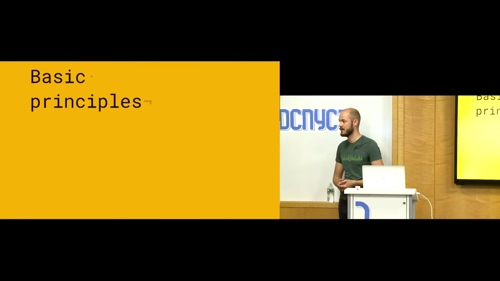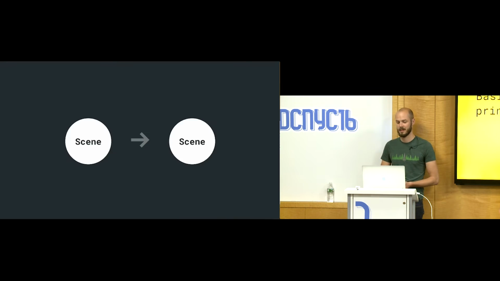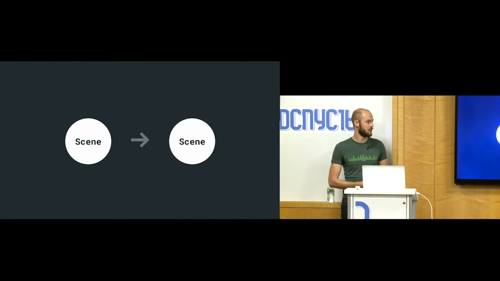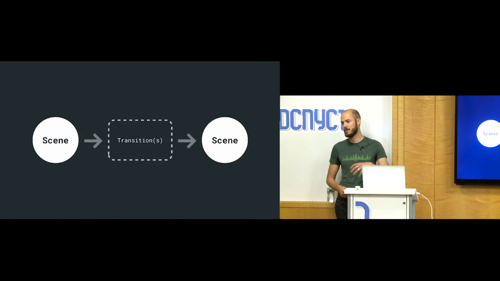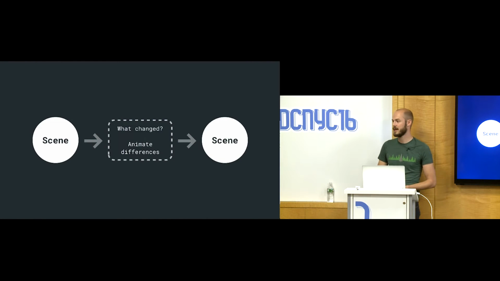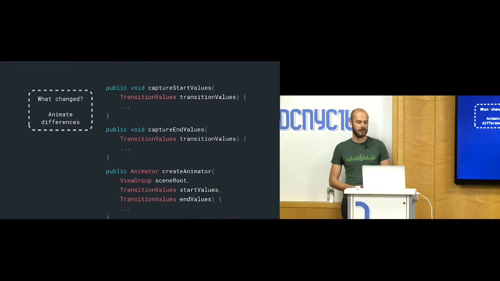So let's get started with the basic principles of what a transition actually is. Think of your application as having different scenes, and a transition is the part that happens when you change from one scene to another. It asks itself the question, what has changed from one scene to another? And it animates those differences with a very straightforward API. It captures the start and end values and then creates an animation on top of that.